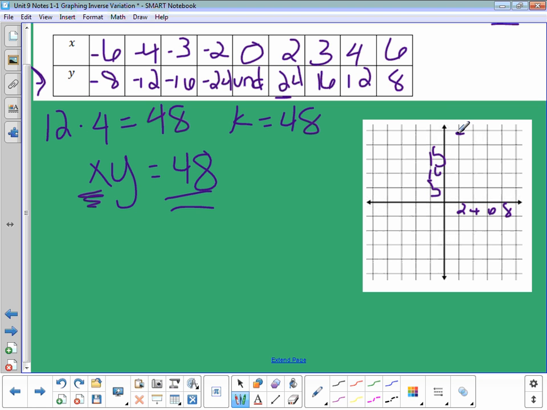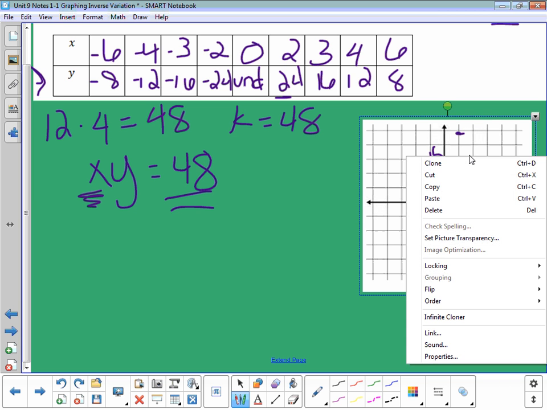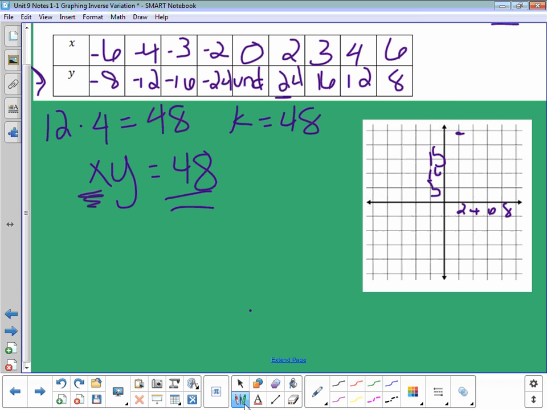Then I'm going over 3 up to 16, so I'm going to just go just past 15, right here. And then I'm going to go over 4 up to 12, so it's just past 10. So this isn't making a line. It's kind of making a slope, like a scoop. And then 6 is going to go to 8, which is right here. So we're going to go just like this. It kind of looks like an exponential equation.